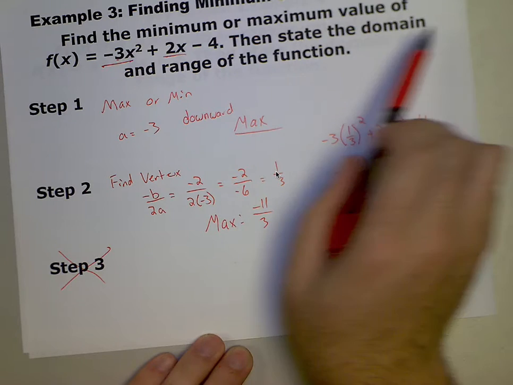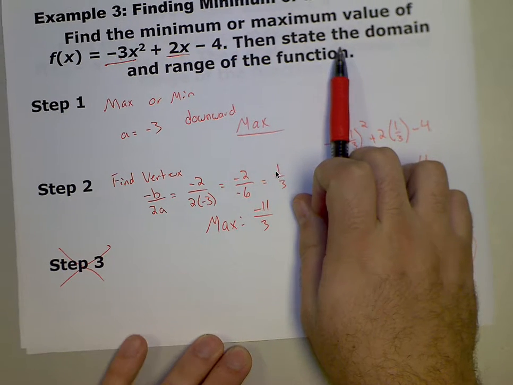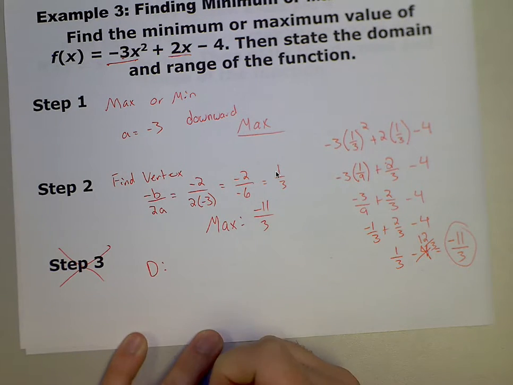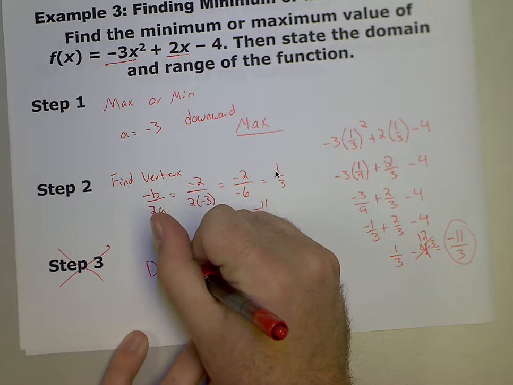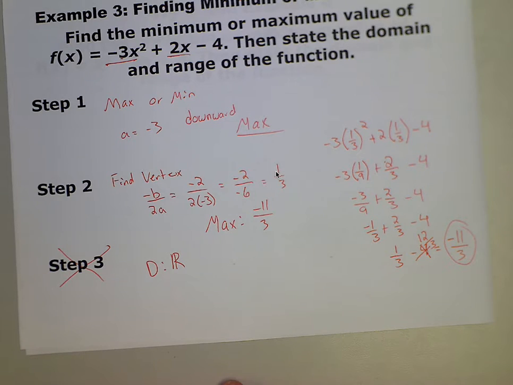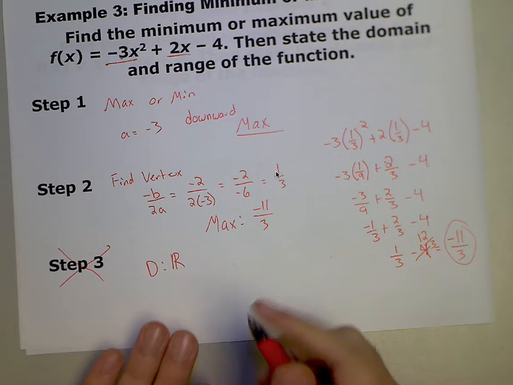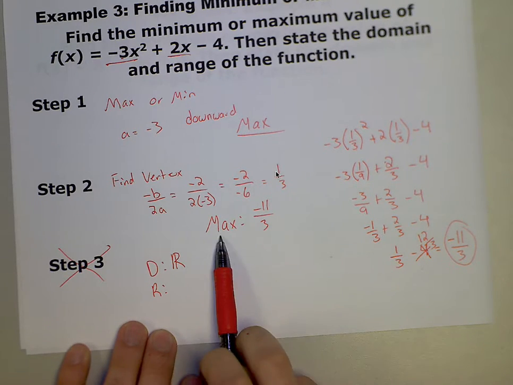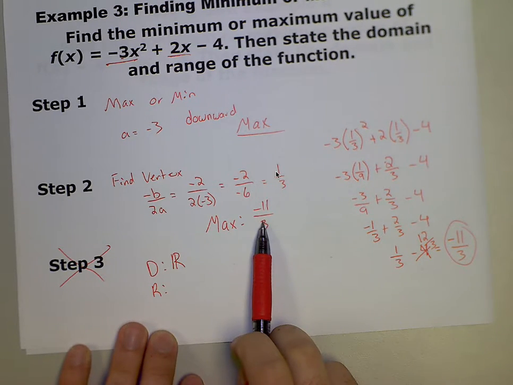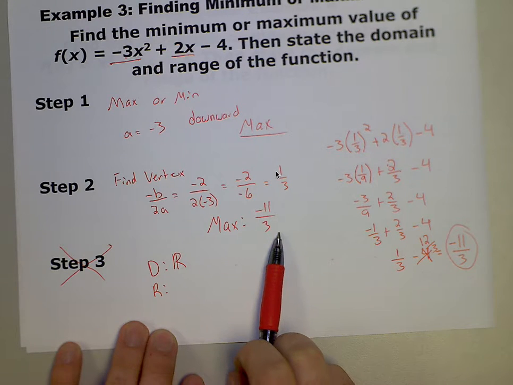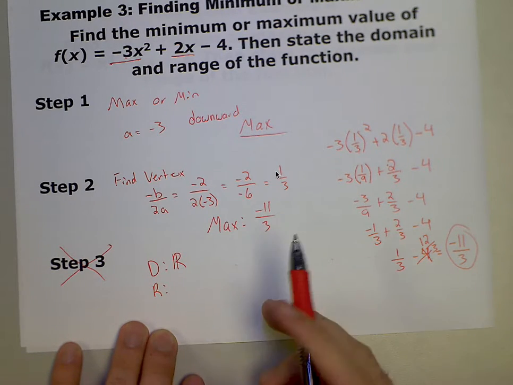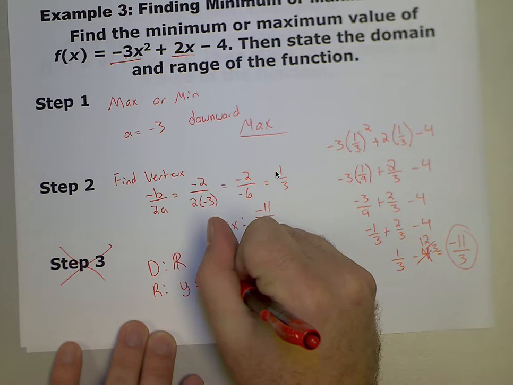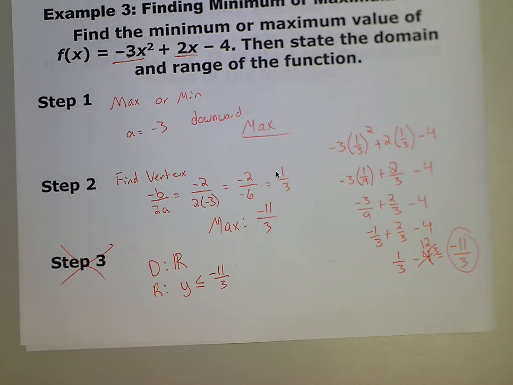So I found my max and min now, but I am also asked to state my domain and range. My domain should be nice and easy for us. We always know that our domain for a quadratic is all real numbers. Nice and quick, I'm done with domain. Now let's look at range. Range I have to be a little bit more careful of, but this maximum here tells me that that's the highest y value I could have. So everything else is going to have to be smaller. So all of my y values are going to have to be less than or equal to that negative 11 over 3.